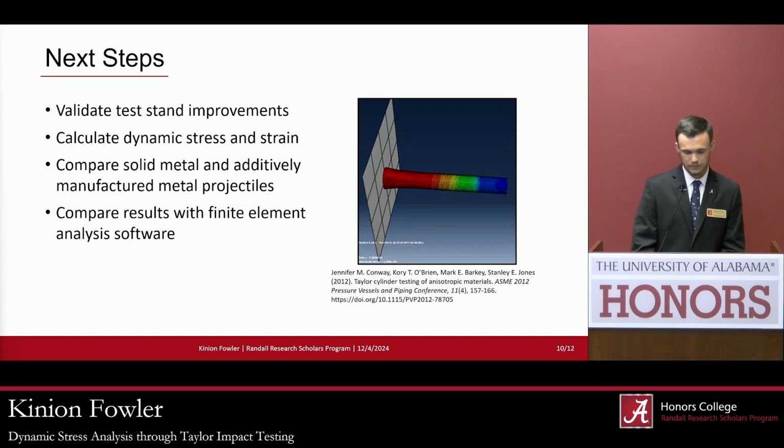So our next steps would be to validate our test stand improvements once we finish making them. Again, that involves testing without doing an impact. This would be a cartridge that's been unmodified, so we know the target velocity, and we're able to compare that to what we measure. Then we're going to test with the solid samples and measure the dynamic stress that they experience to calculate their yield strength.